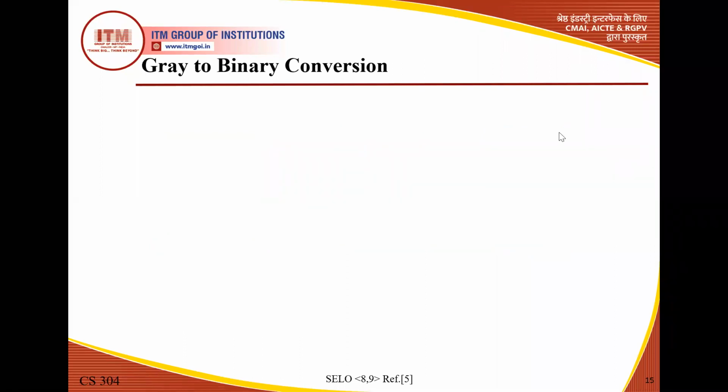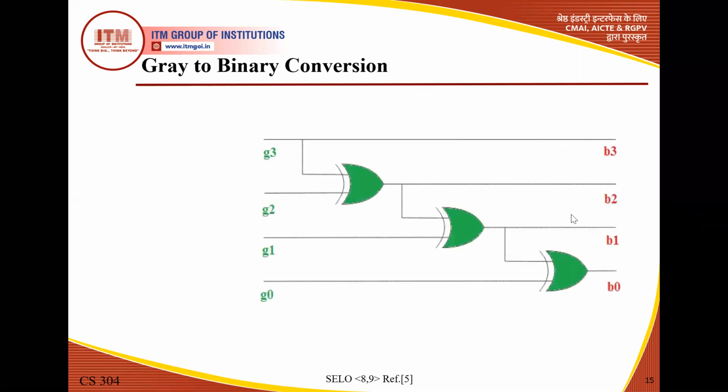Now we move to gray to binary conversion. Here there is a little change. We have gray code and want to convert it into binary. So G3, G2, G1, and G0 are known, and we find B3, B2, B1, and B0. Similar to binary to gray code, the MSB is directly carried over: G3 equals B3. Now, when G3 and G2 are XORed, they produce B2.